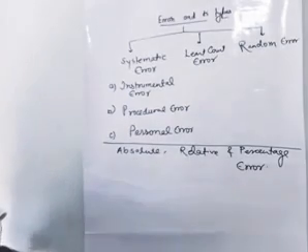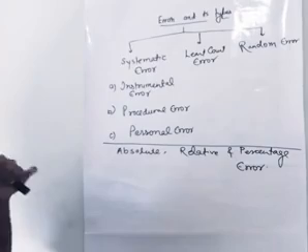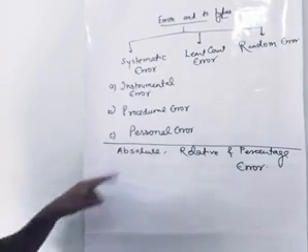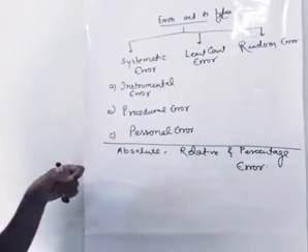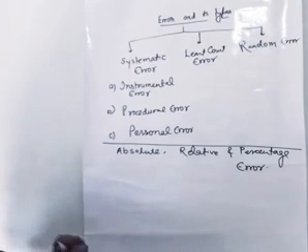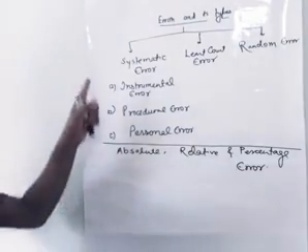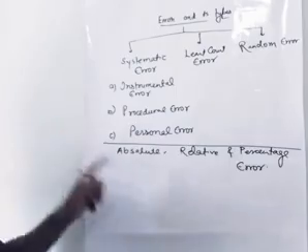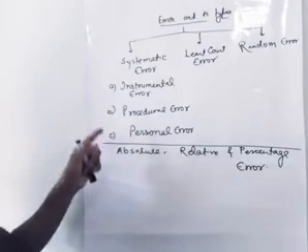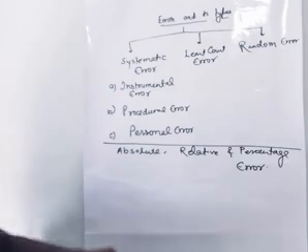Next is personal error. For example, if we have a problem in our eyes and we take a reading, we get an error because of it. This is related to the person who is doing the experiment. He or she may have some problem, and that type of error is what we call parallax. You will get these details in practical labs, how these errors occur and how we handle them.